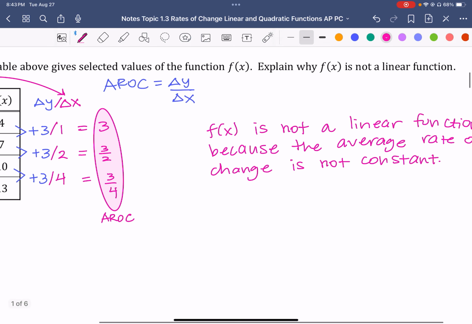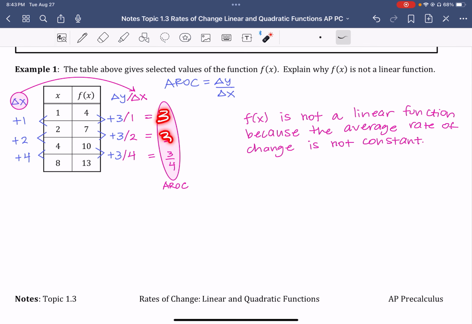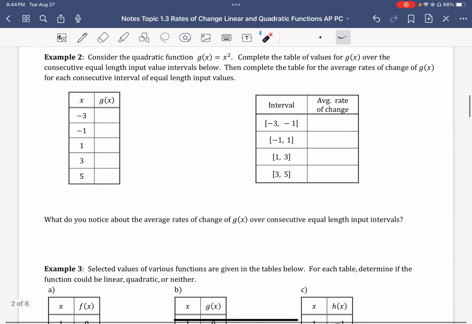Okay, so again, if it were constant, like let's say there were all 3's, 3, 3, 3, then this would be considered a linear function, right? Because if you do it again, your change in your rate of change would be 0. That would qualify all the requirements for something to be a linear function. Your average rate of change has to be constant, and your change in your rate of change has to be 0. But again, this was not linear. Okay, let's go to the next example.